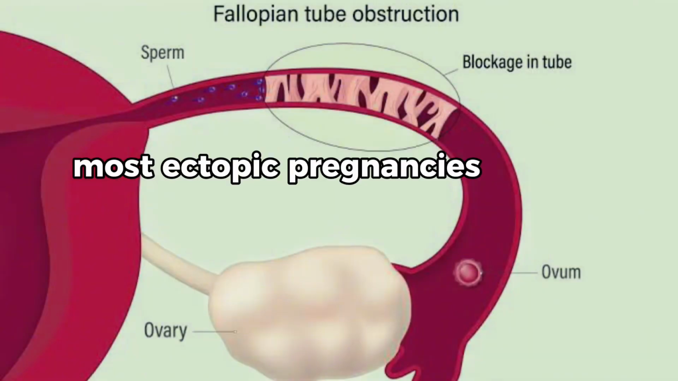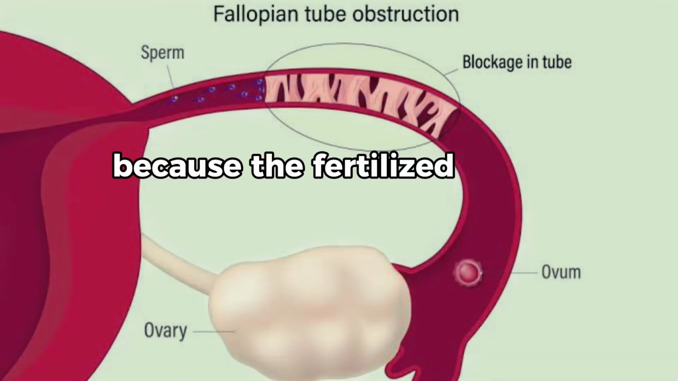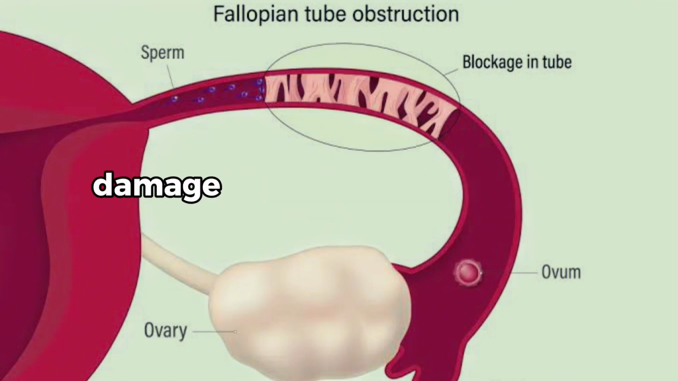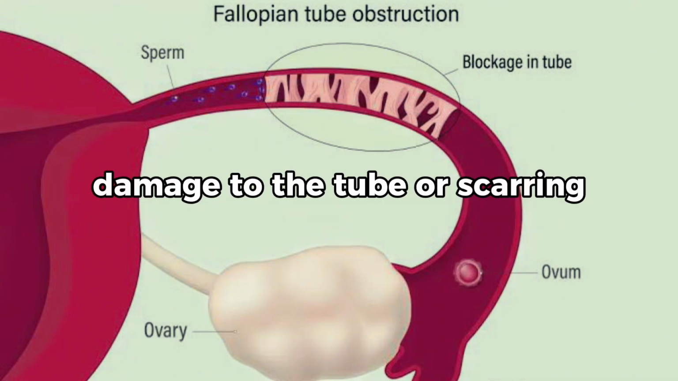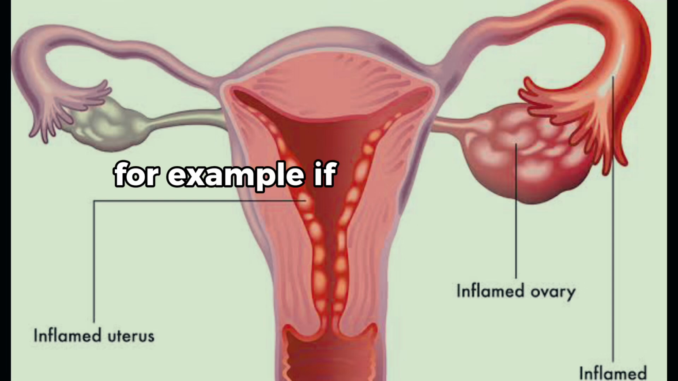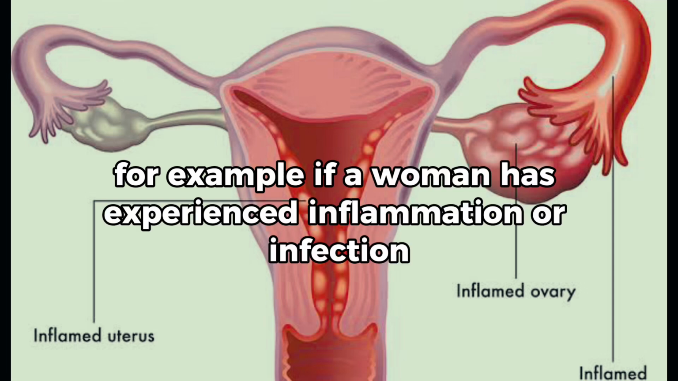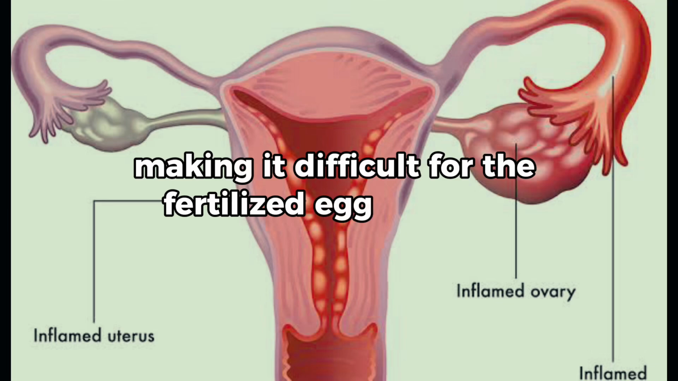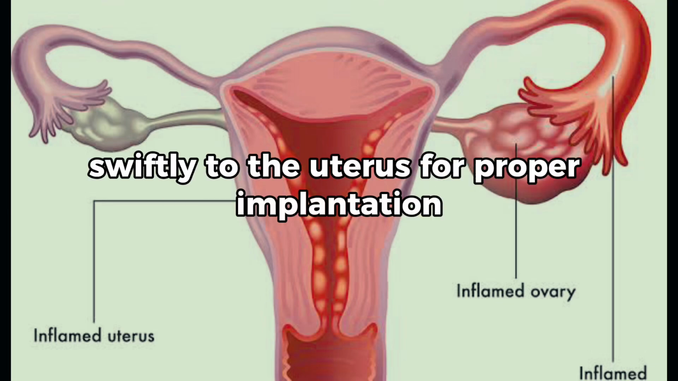Most ectopic pregnancies form in the fallopian tubes because the fertilized egg is unable to move into the uterus. This could be due to blockages, damage to the tube, or scarring. For example, if a woman has experienced inflammation or infection, it can cause damage to the fallopian tubes, making it difficult for the fertilized egg to travel swiftly to the uterus for proper implantation.